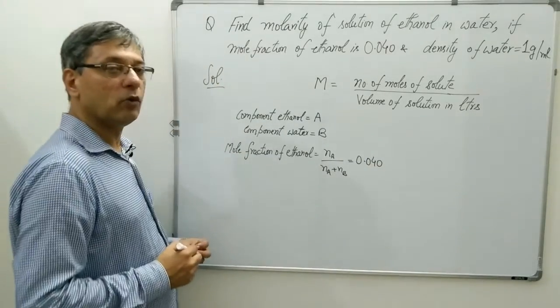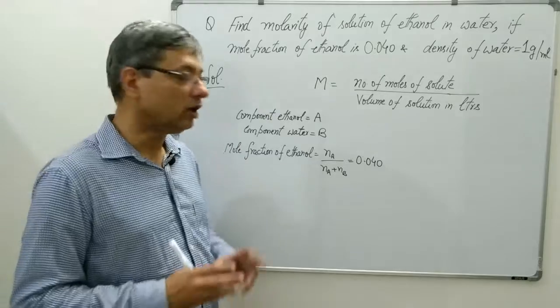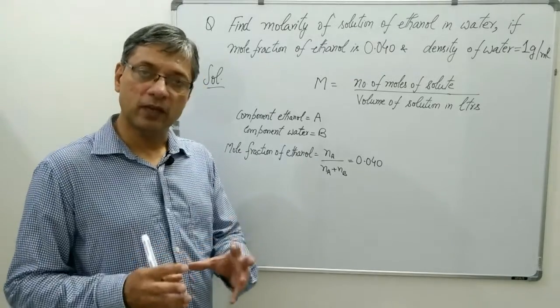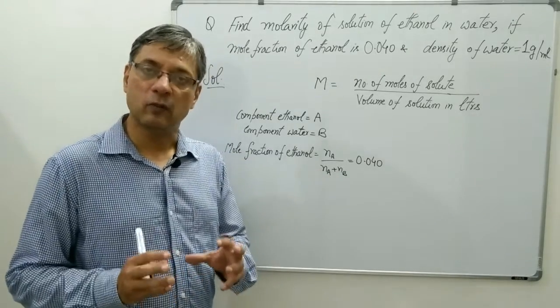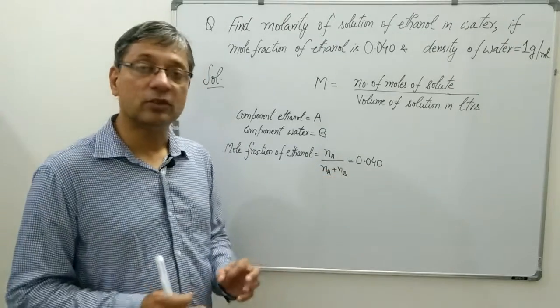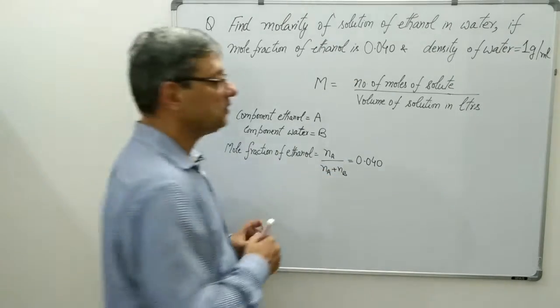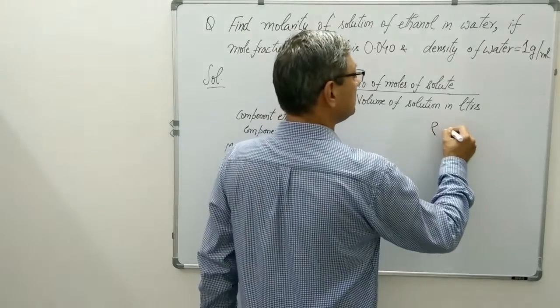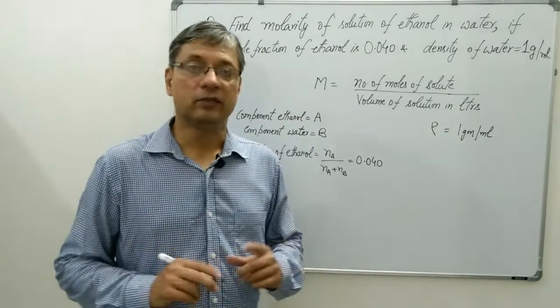As per the formula, mole fraction of ethanol will be equal to number of moles of A, that is ethanol, upon number of moles of A again, plus number of moles of B, that is number of moles of water. And that is given 0.040. We are also given the density of water, which is equal to 1 gram per ml. We can find mass of water in 1 liter of solution.